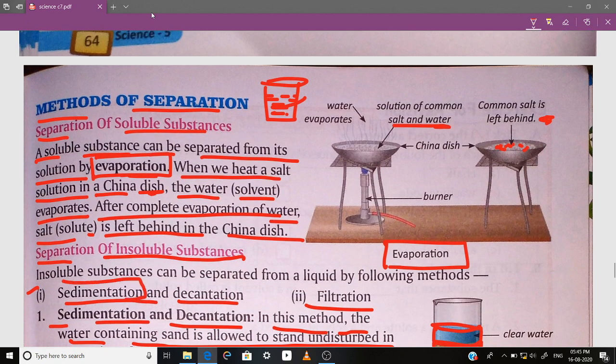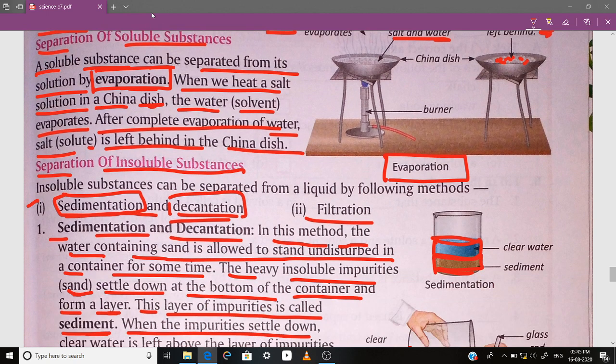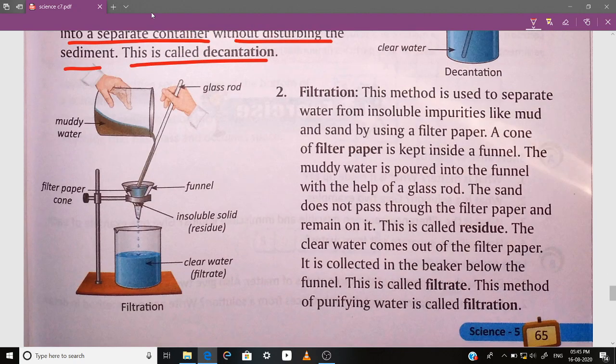So sedimentation is a process in which we leave the whole mixture undisturbed, and all the sediments settle down at the bottom of the flask, and then we pour the clean water into another vessel, which is called decantation. Now the next process is filtration. Filtration is a process in which we filter the water, and then we obtain clean water.